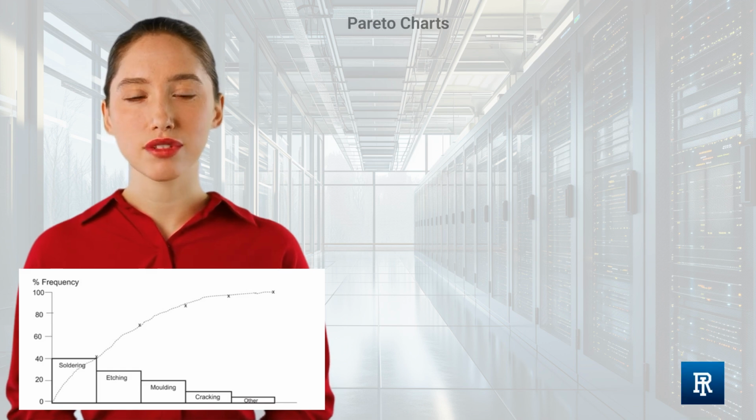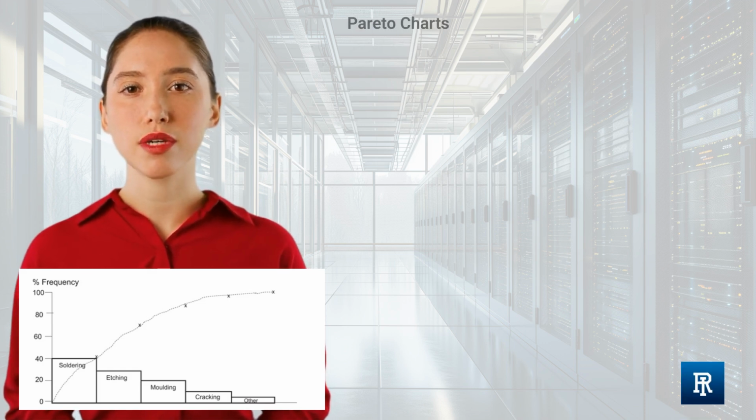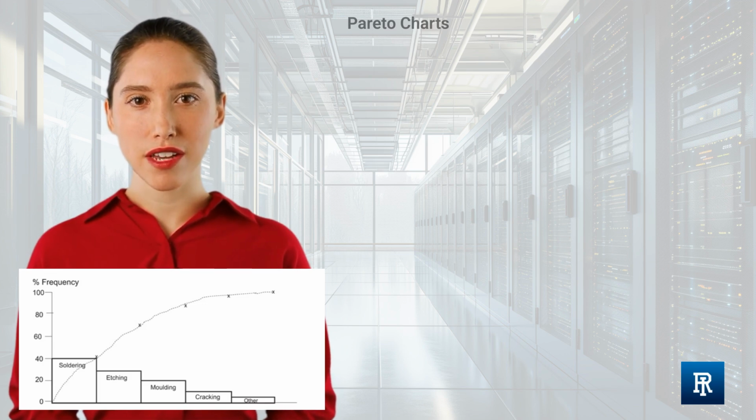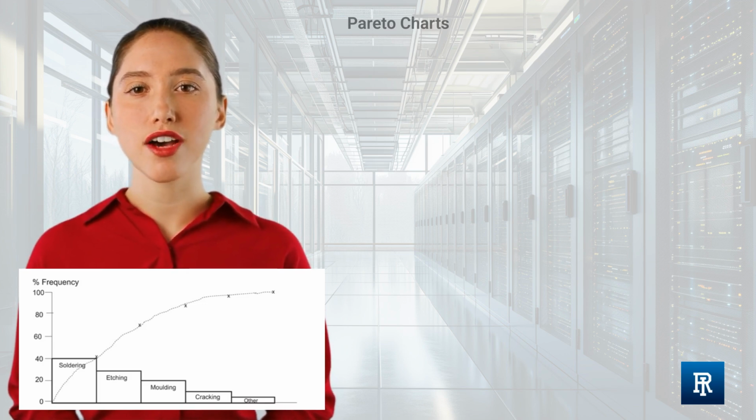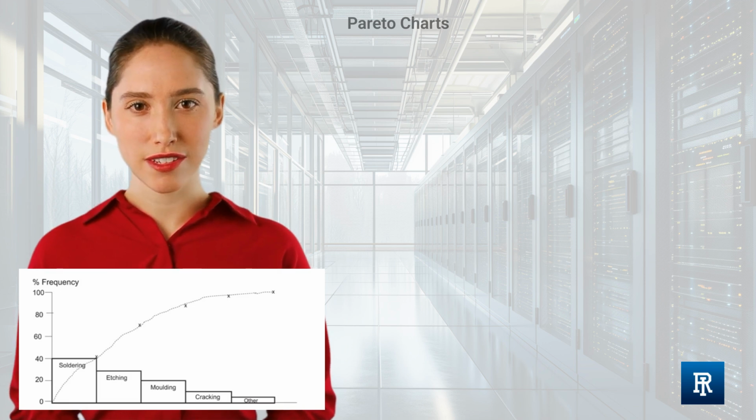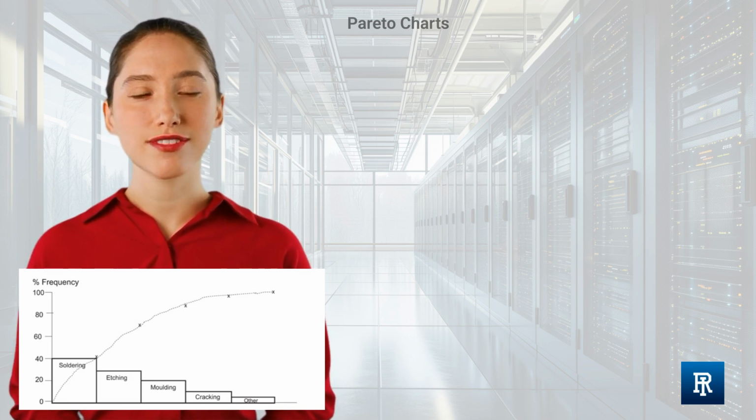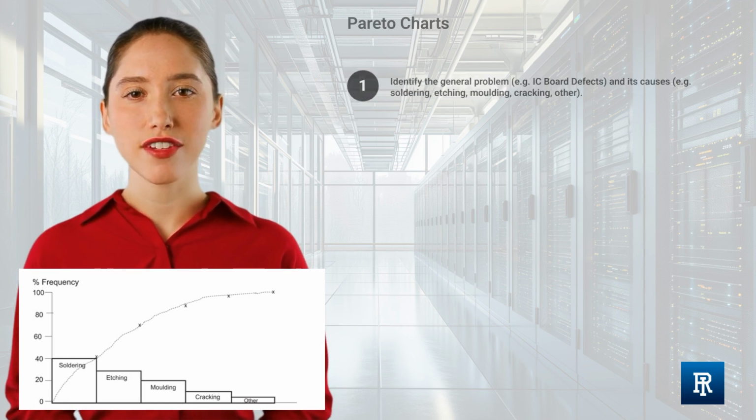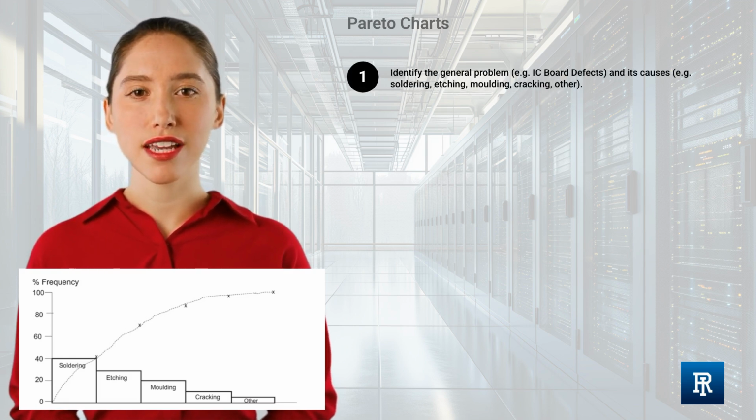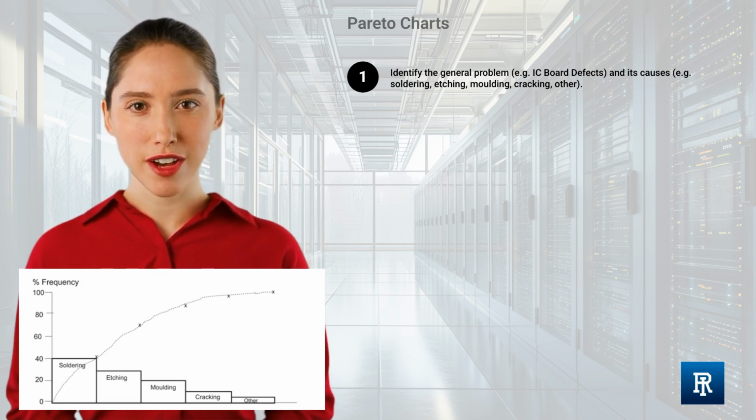The 80/20 rule lives here. Pareto charts show which causes contribute most to a problem. Fix the top 20% and you often eliminate 80% of the issues. There are 5 basic steps in developing a Pareto chart. Identify the general problem, for example, IC board defects, and its causes, for example, soldering, etching, molding, cracking, other.